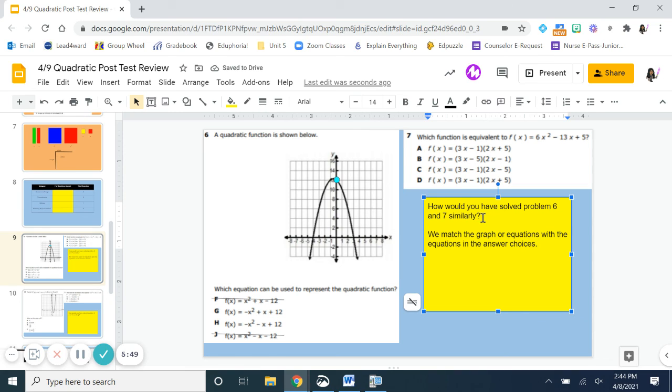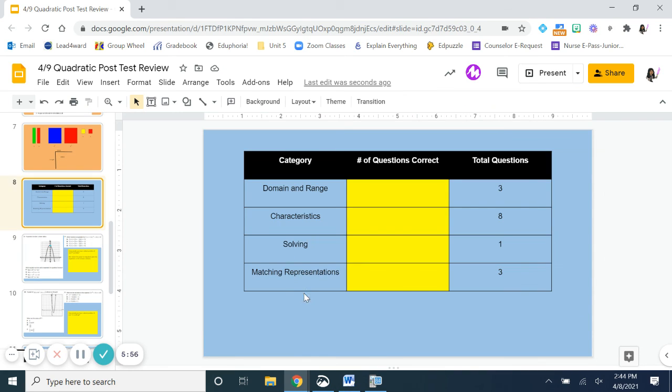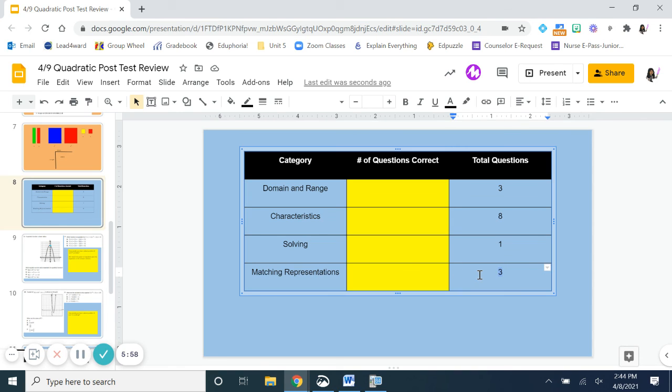Okay, and that is how we could have solved problem 6, problem 7. Notice since those are matching representation problems, I had a total of 3 matching representation problems. So there was one more problem on the test that was also very similar, where you just had to plug it in and either look at the graph, the equations, or the table.